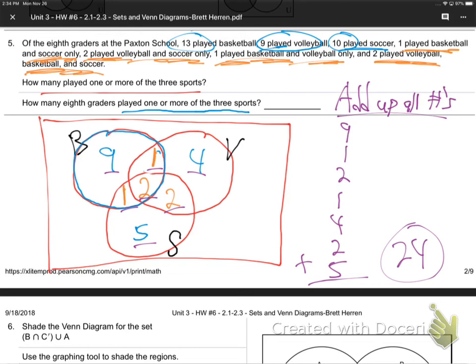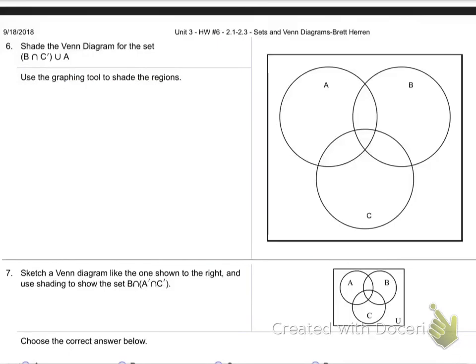Questions on that one? Good. Okay, if I move on. Question, yeah, Asa? The homework says it's 19. Uh-oh. Did it change the numbers for you, or is it 6? It wants me to shade the Venn diagram. These 3 circle ones are tough. B overlap C complement. They call that complement. It means not C. United with A.